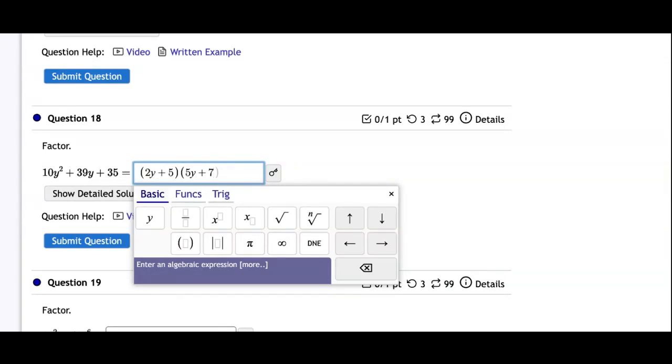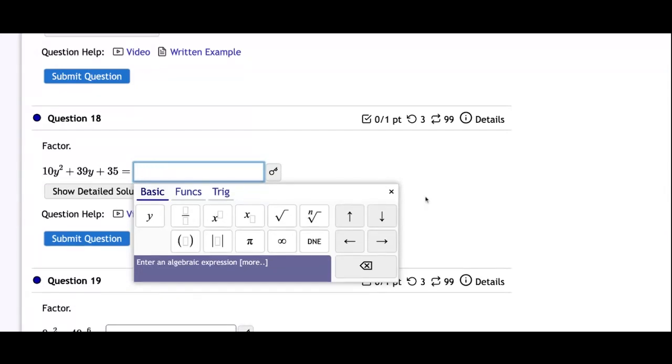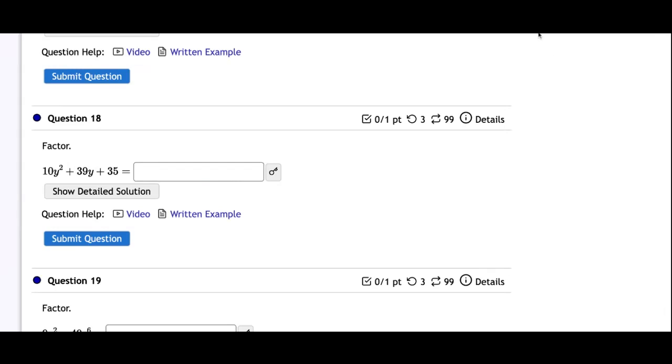Professor? Yeah, it doesn't show that same question. I guess our questions are out of order. The question that I have is factor 35c squared minus 39c plus 10. Hold on a second. Let me put it in the chat. Can you repeat again? Hold on. 35c squared minus 39c plus 10.